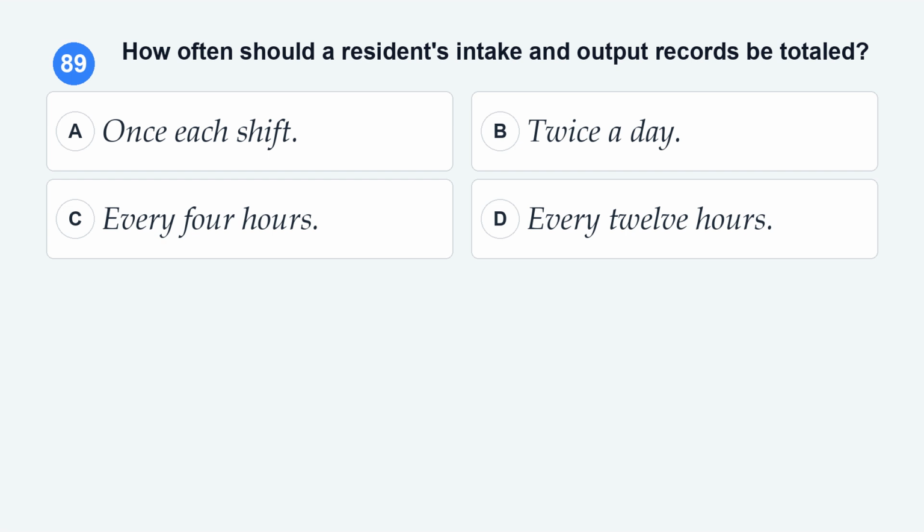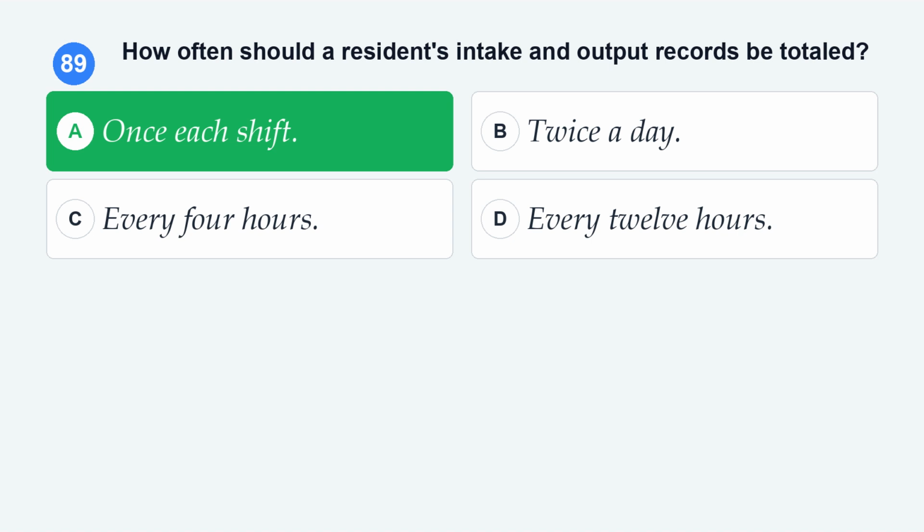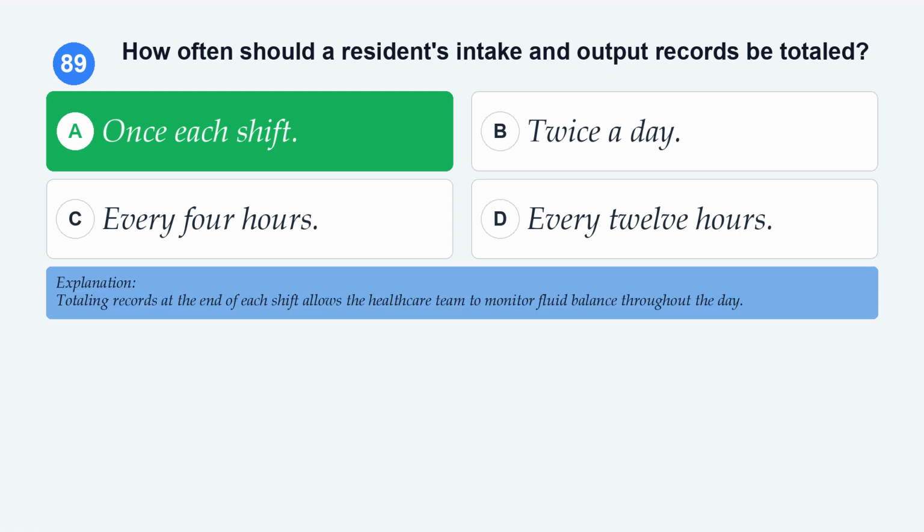Option A, once each shift. Option B, twice a day. Option C, every 4 hours. Option D, every 12 hours. The correct answer is option A, once each shift. Explanation. Totaling records at the end of each shift allows the healthcare team to monitor fluid balance throughout the day.